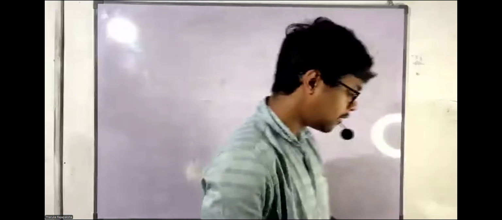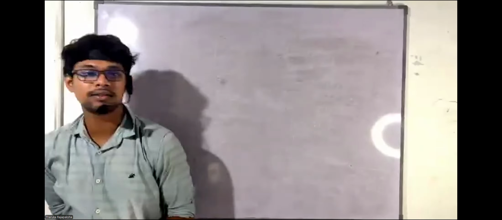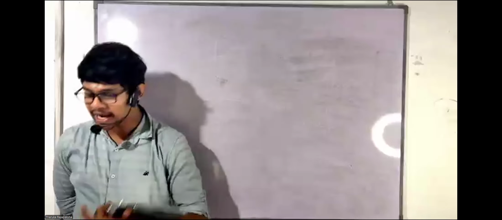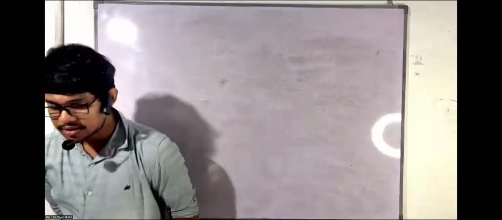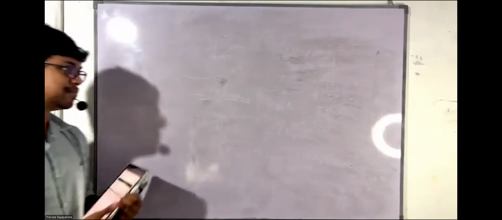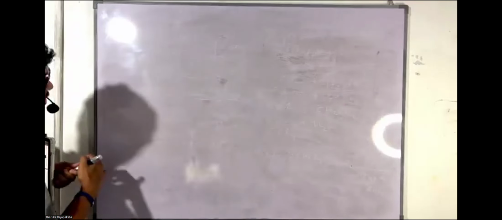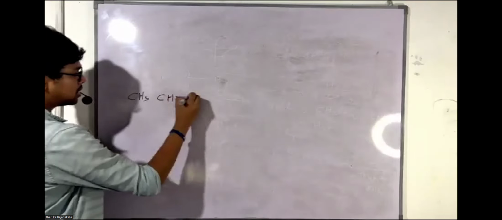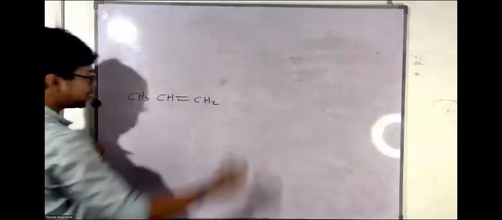Right. So the first reaction of alkenes is hydrogenation. When you read that word, what will you understand? Hydrogenation: we are reacting with hydrogen, adding hydrogen into the compound. I will tell you a shortcut to remember. My shortcut is here: CH3, CH double bond CH2.